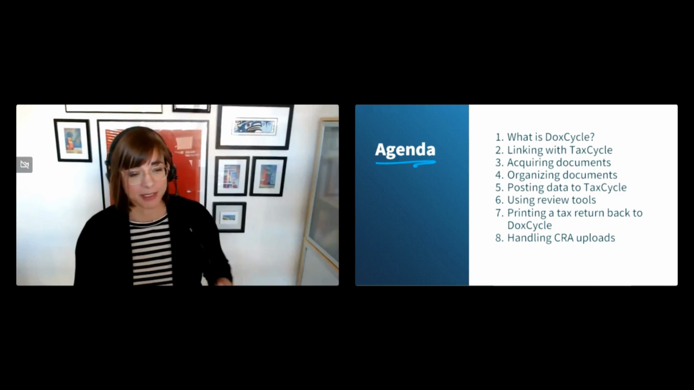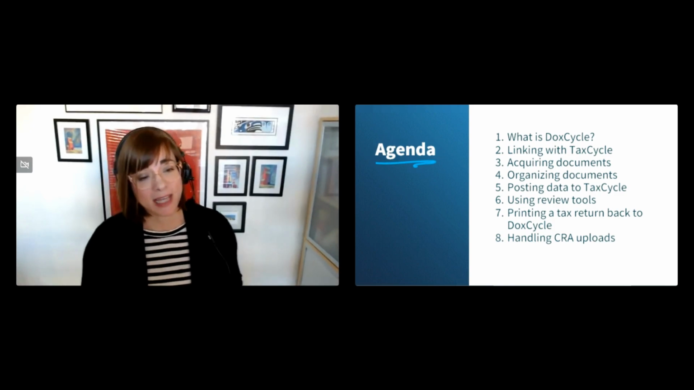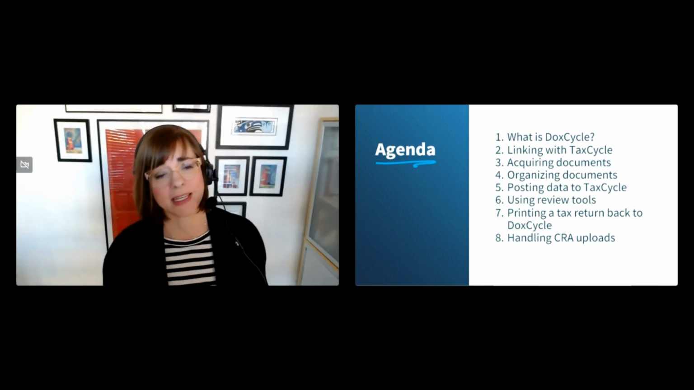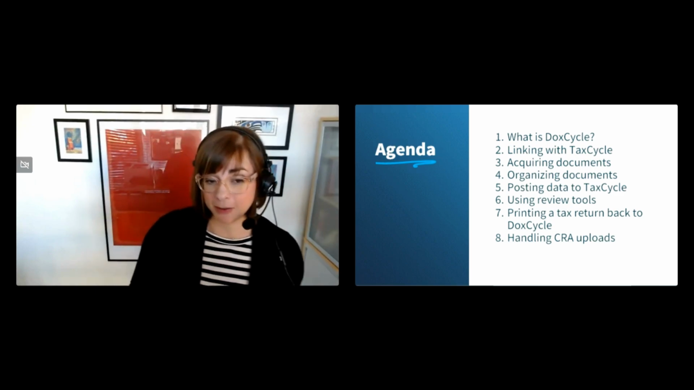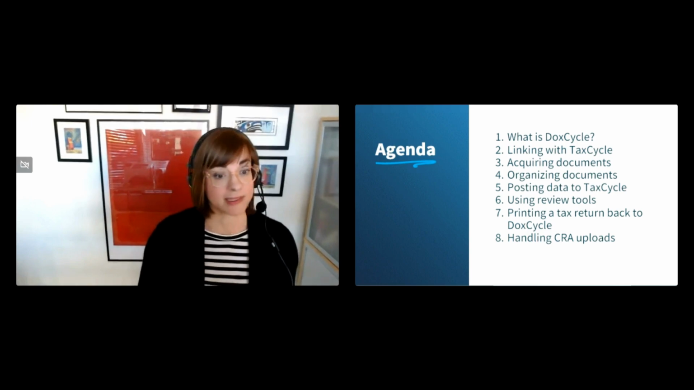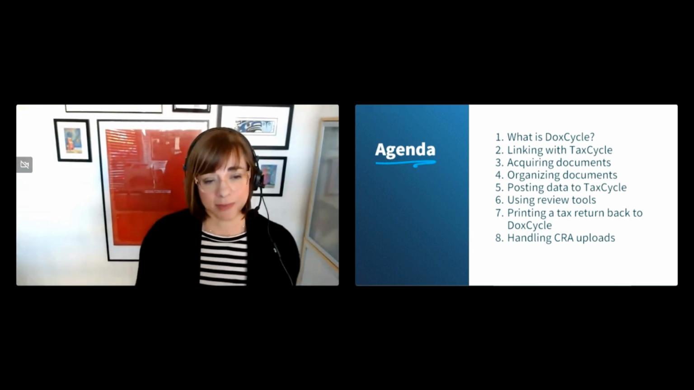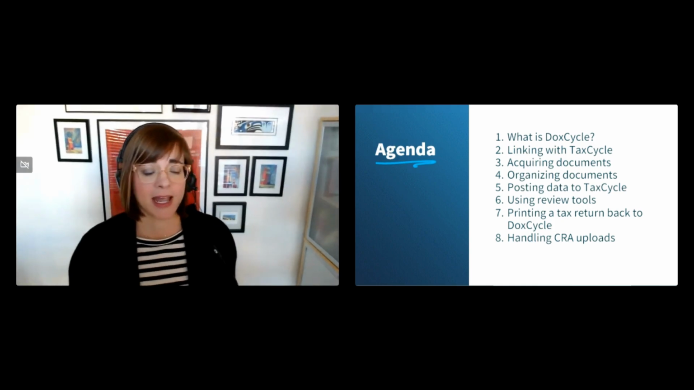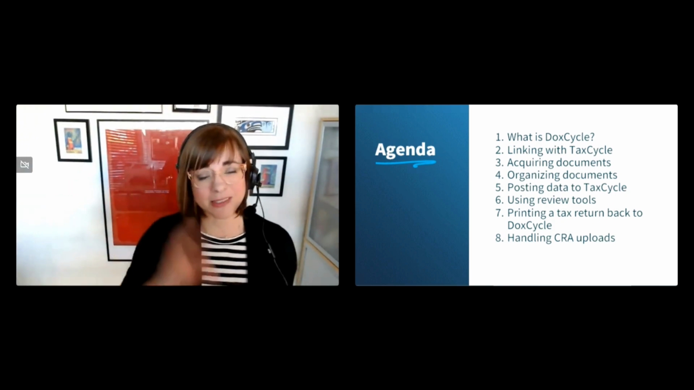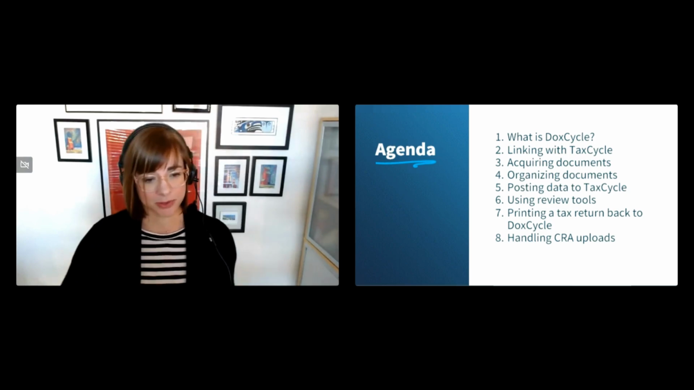So what we'll look at is what is DoxCycle, and a tour of the start screen. We're going to tell you how to link it with TaxCycle and how to acquire documents, so scan and import. And then a little bit about how it automatically organizes documents and how you can help it along the way if it can't figure out what something is. We'll look briefly at posting data to TaxCycle and some of the review tools around that. And then we're going to show you how to print a whole TaxCycle tax return back into DoxCycle, so it is a full archive of the tax return and the source documents.